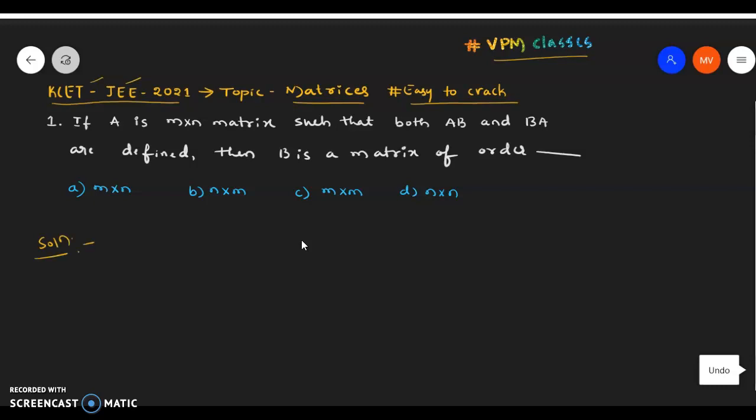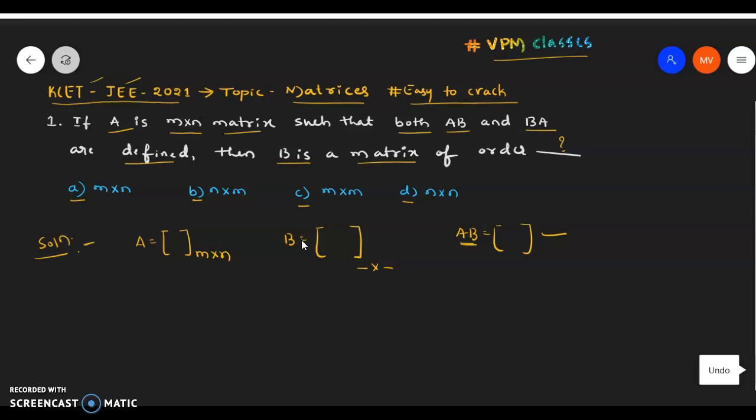If A is an M cross N matrix such that both matrix AB and matrix BA are defined, then B is a matrix of order what? Here are your options A, B, C and D. Okay, let's solve this. Here there is a matrix A of order M cross N, and B is a matrix of an order we don't know, but he says that AB is well defined. Easy to crack this.